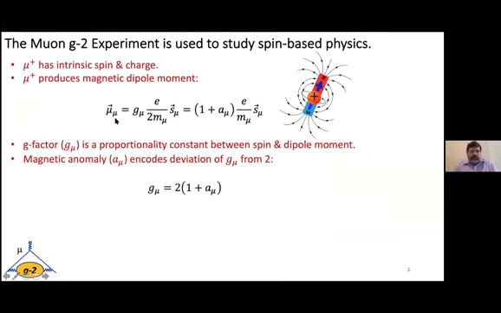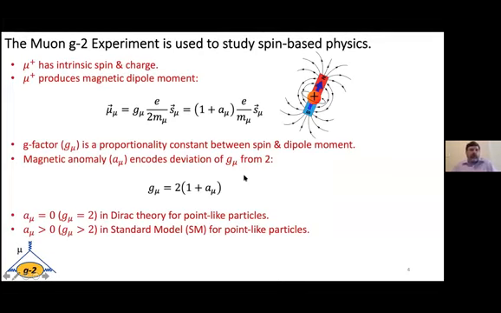And so you see here this equation basically relating the magnetic dipole moment and the spin. And what we're interested in here is this constant, this G factor, which is basically just a proportionality constant between the spin and the dipole moment. And you can basically rewrite it so that you have the muon anomaly, which encodes the deviation of G from 2.